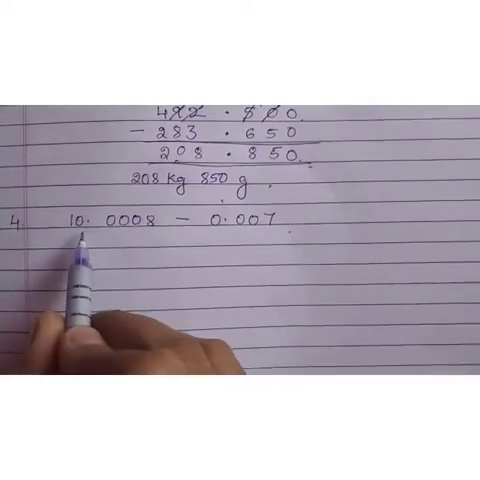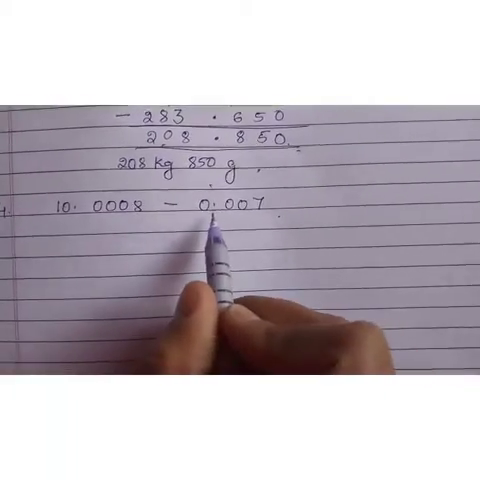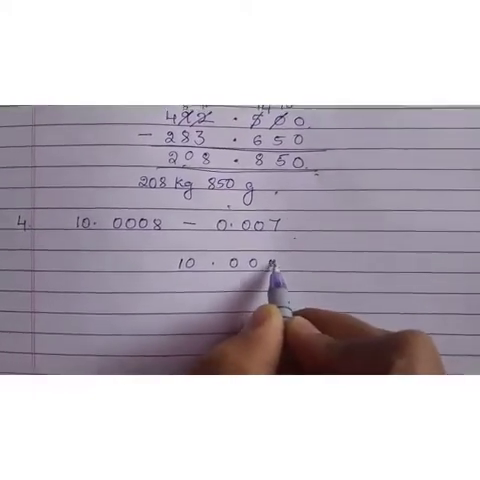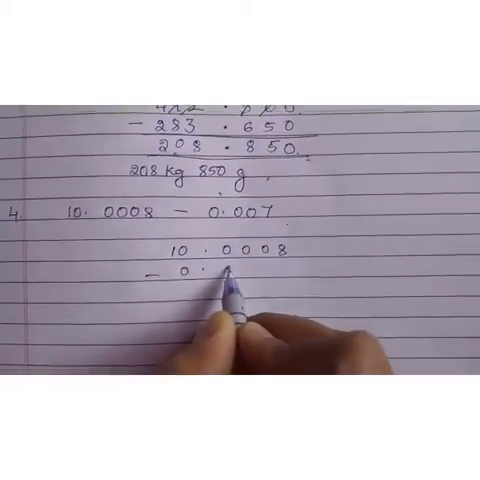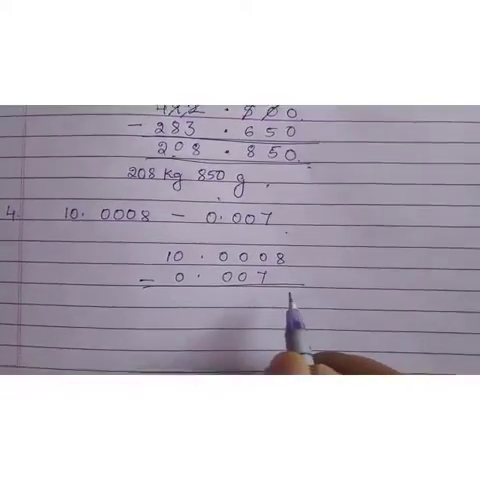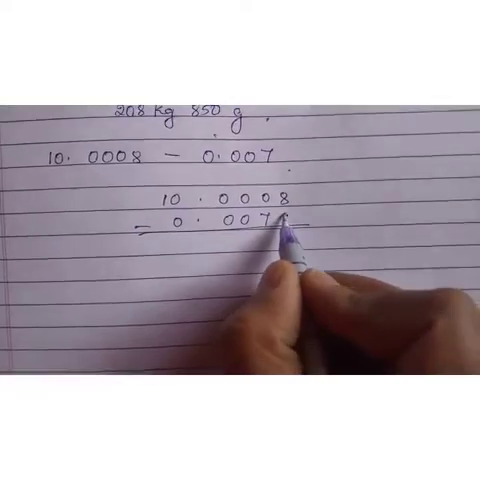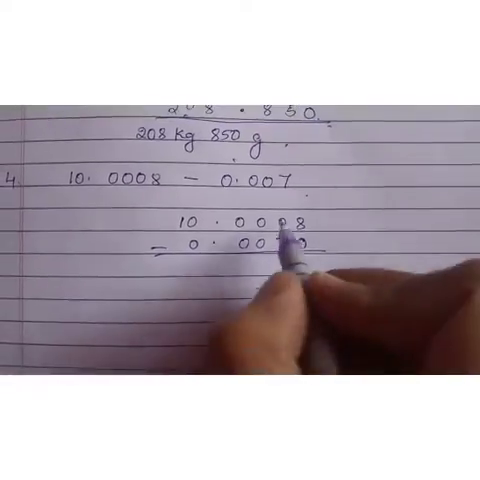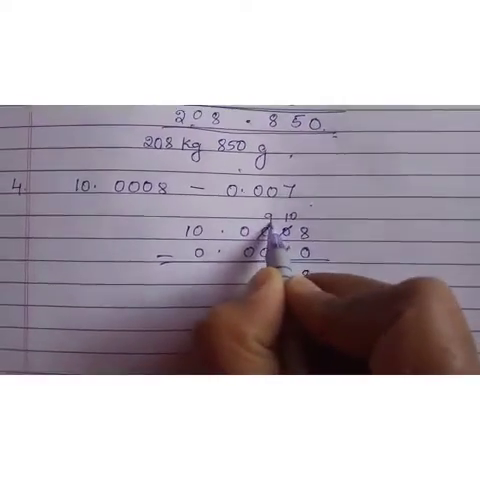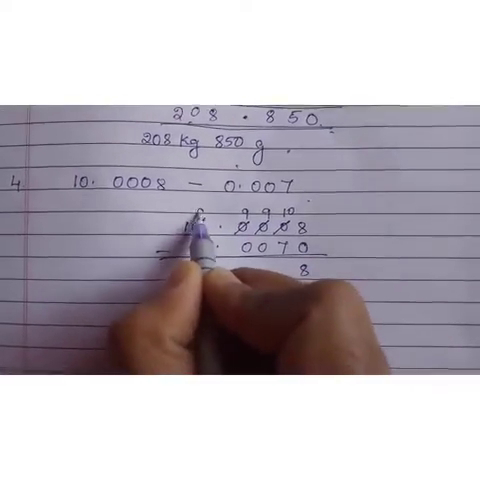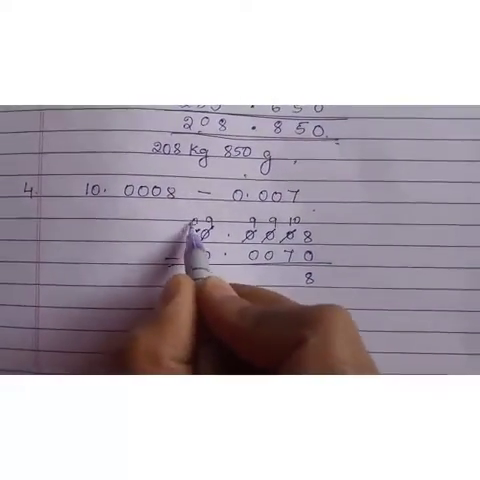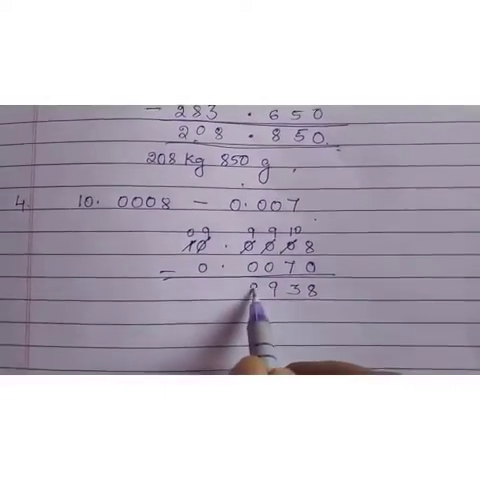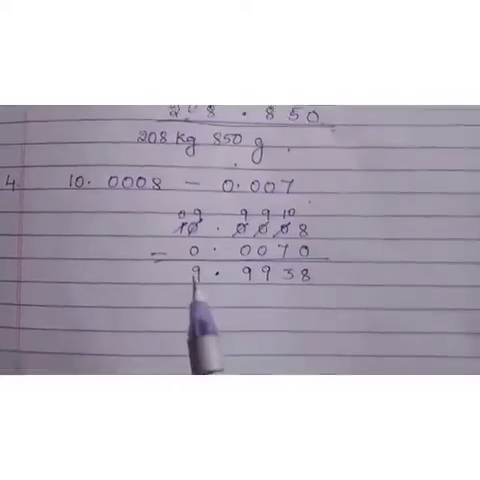Next we have another question. 10.0008 minus 0.007. So write it 10.0008 minus 0.007. Now children, how will you subtract? Now add 0 to make it a like decimal. 8 minus 0 is 8. Next this becomes 10, this becomes 9. Again this becomes 9 and this also becomes 9 and this will be 0, isn't it? So 10 minus 7 is 3, 9 as it is, 9 as it is, 9 as it is.